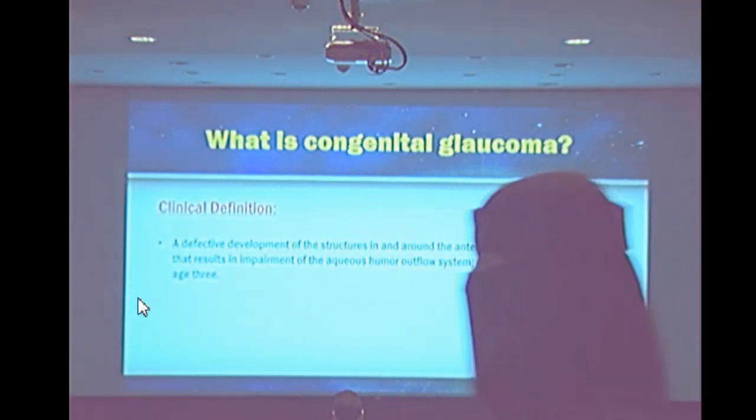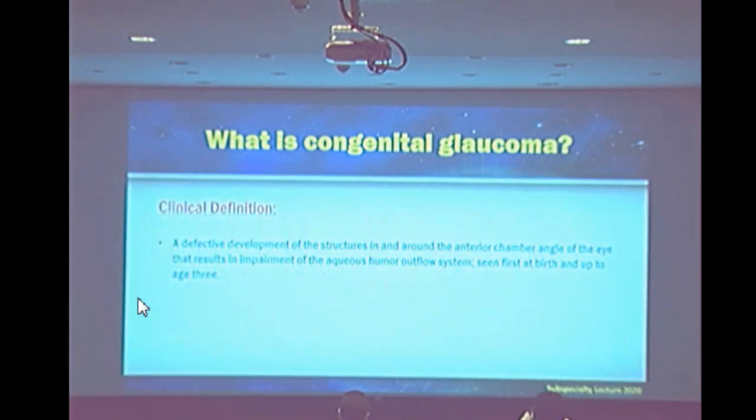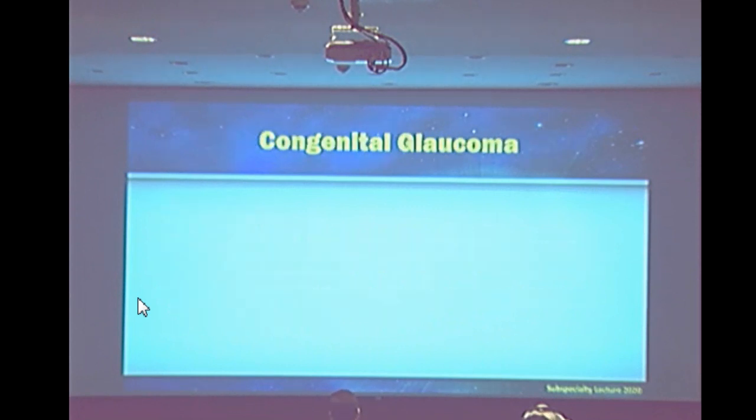So what is congenital glaucoma? Clinically defined as a defective development in and around the angle of the anterior chamber, which leads to defective aqueous humor flow, or in other words, decreases or eliminates the outflow facility of aqueous humor. This will lead to elevation of the intraocular pressure, which will give the pathological changes that we see clinically as buphthalmos, megalocornea, corneal haze, myopia, optic cupping, and so on. So this is the clinical definition for all congenital glaucomas, whether primary or secondary.